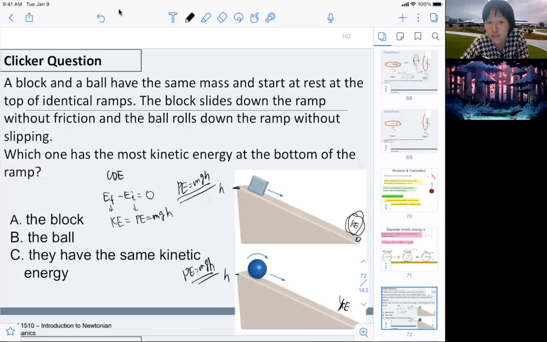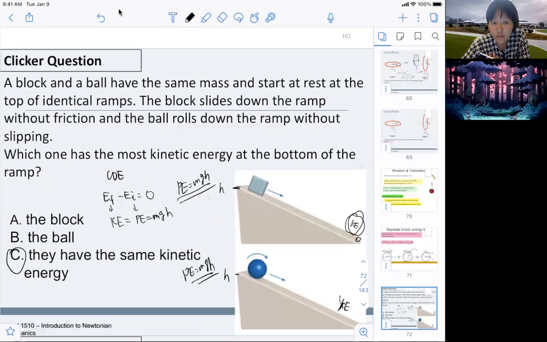So they all have the same mgh to begin with, so they should have the same kinetic energy at the end. Now, I understand a lot of you voted for the ball because, as in the practice we did previously, if we have two different objects rotating with the same omega, the one that has a bigger inertia gives a bigger kinetic energy.